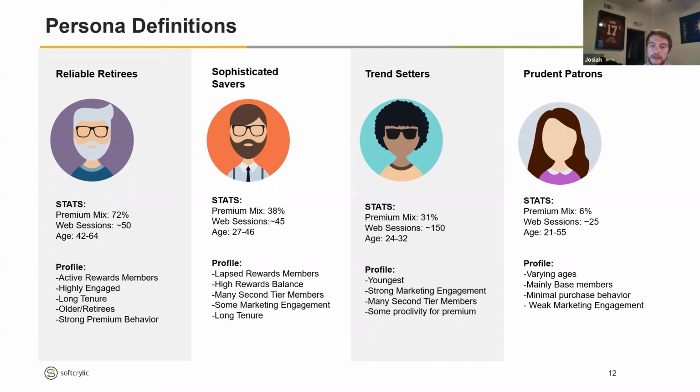Both are engaged with marketing. And unlike the reliable retirees, who have a really high percentage of people already buying premium products, these folks, the sophisticated savers and trendsetters, might benefit from that push to make that premium product purchase. And so that's what we focused in on for the experiment here. We can go to the next slide here, Corey.